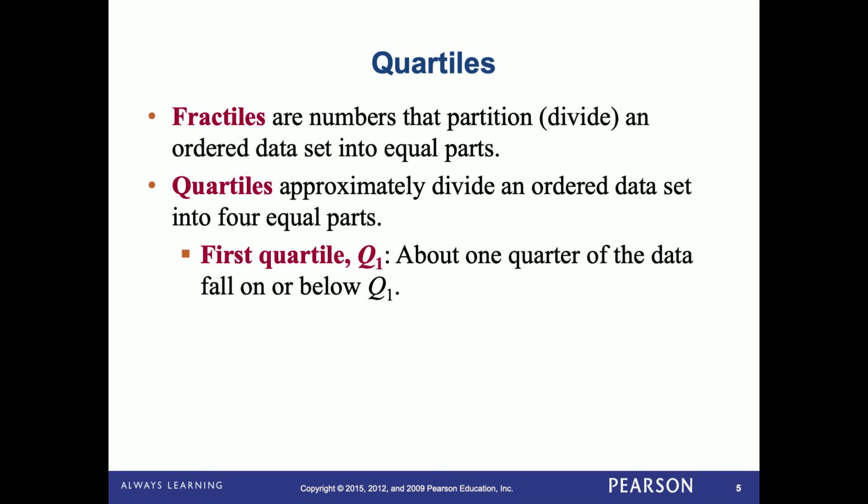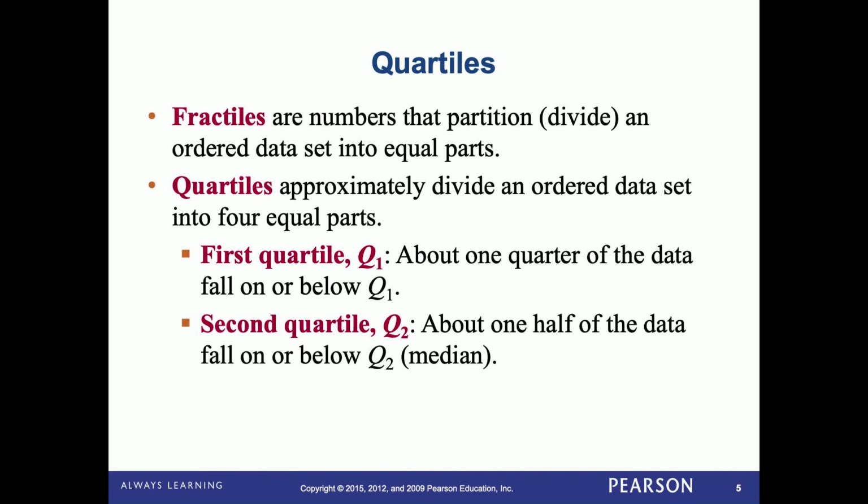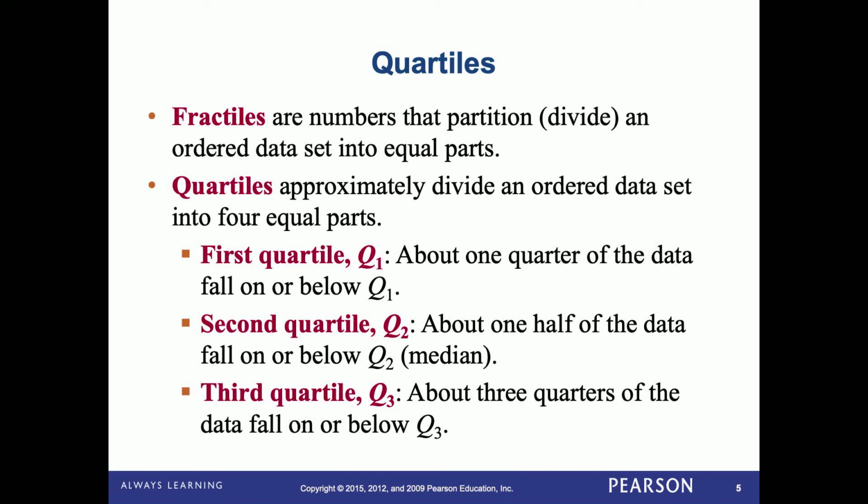The first quartile, quartile sub 1, is about 1/4 of the data fall on or below quartile 1. Second quartile, quartile sub 2, about 1/2 of the data fall on or below quartile 2. Quartile 2 is also the median of the data set.